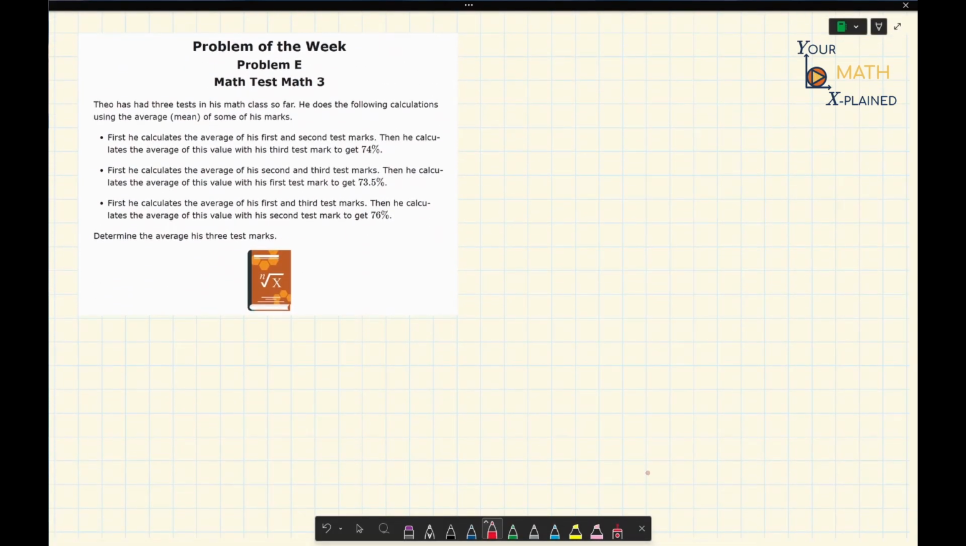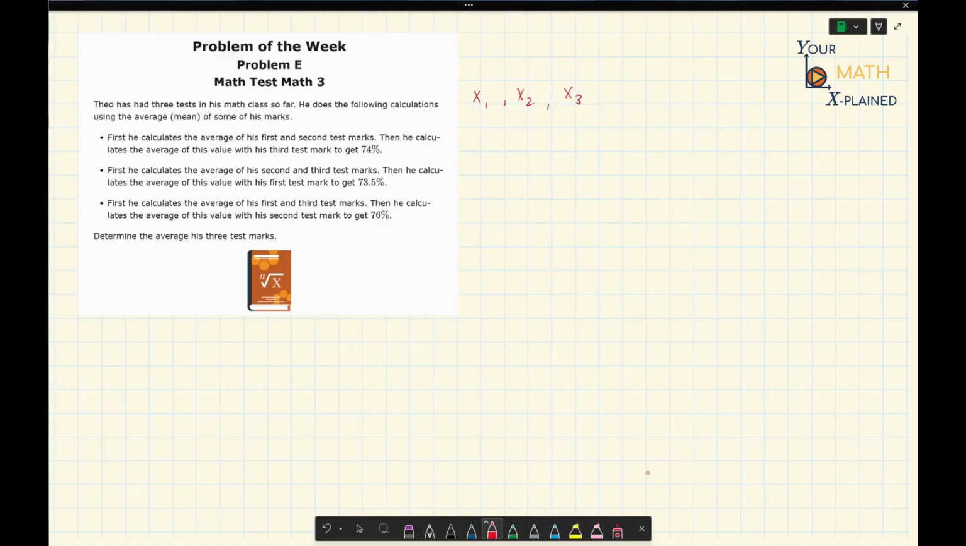In our grade 11 and 12 problem, we have something similar, except they've done more average calculations than the previous problem. So again, I noticed that there are 3 tests, so I will name the tests x1, x2, and x3. So for each bullet point, I'm going to try to create a new equation, and we'll see what happens.